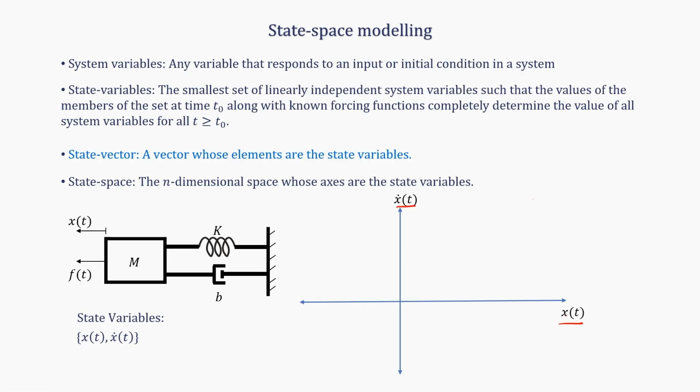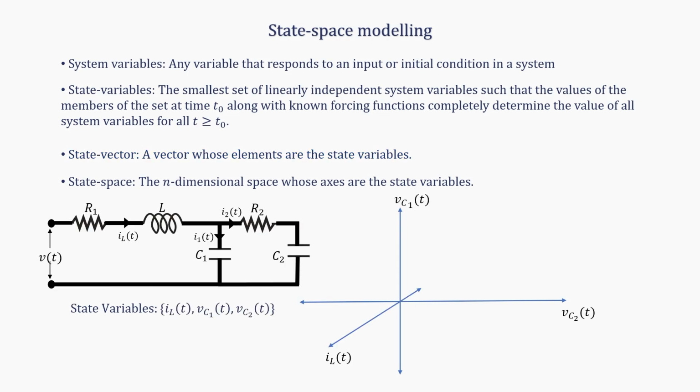Okay. Now, in case of the RLC circuit we have 3 states. So, in that case we will have a 3 dimensional space. Okay. So, this is a 3 dimensional state space. Now, you can imagine, although I took these 2 examples, if you have a system which has 100 states, then you will have a 100 dimensional state space.